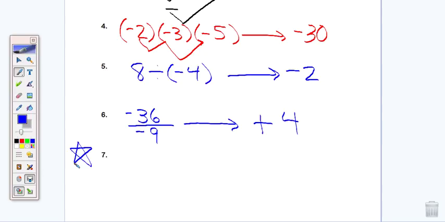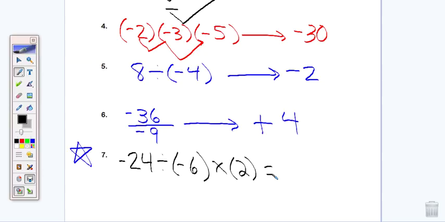Last example. Let's go negative 24 divided by negative 6 times 2. Raise your hand when you think you know the answer to that. Okay, Jonah, what are you thinking? 8. Positive 8. Okay. All agree positive first of all?